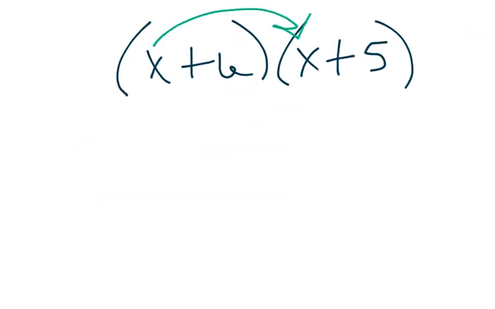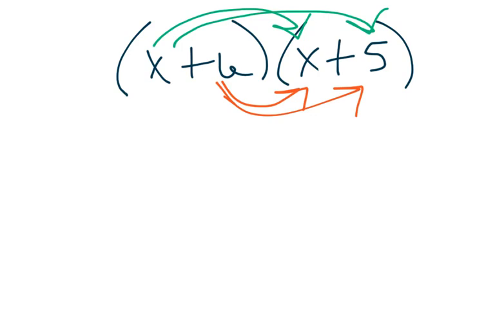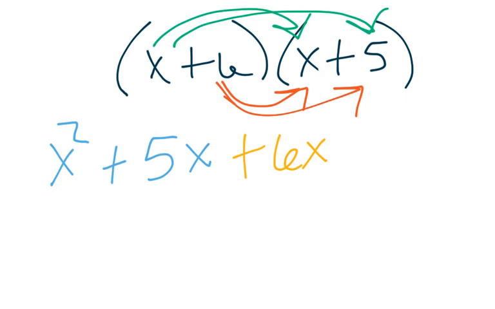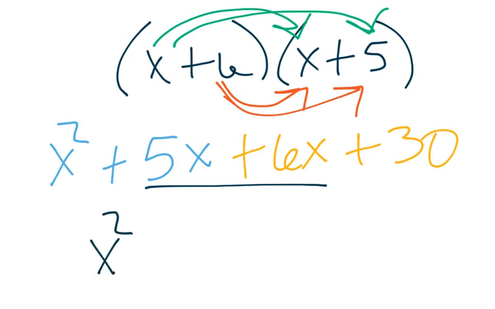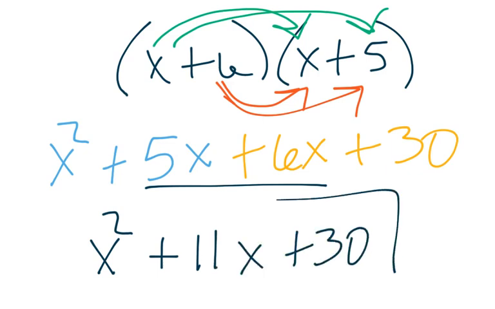So on this one, you're going to take your x and distribute it to the x plus 5, and then you're going to take your 6 and distribute it to the x plus 5. So x times x is x squared, x times 5 is plus 5x, then distribute your 6, 6 times x is plus 6x, 6 times 5 is plus 30. As I said before, the two in the middle should combine. So bring down your x squared, 5x plus 6x is 11, so plus 11x, bring down your plus 30, and you have your answer.